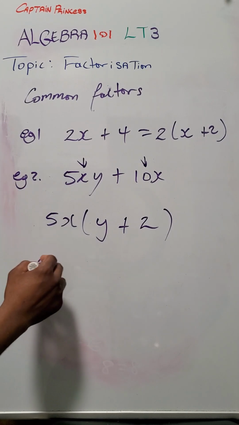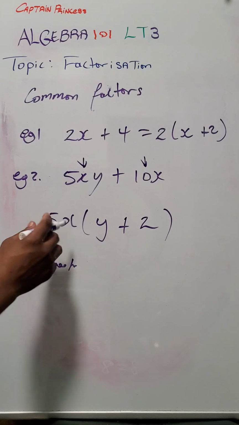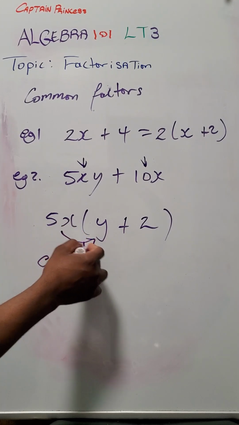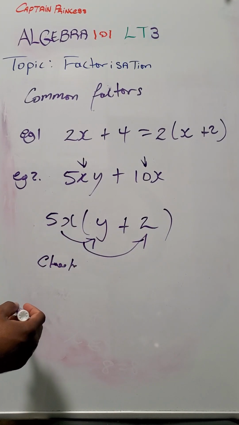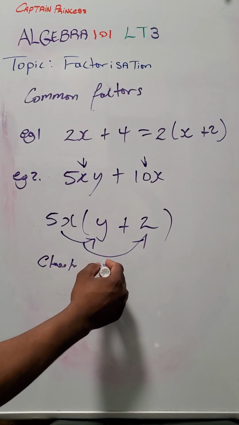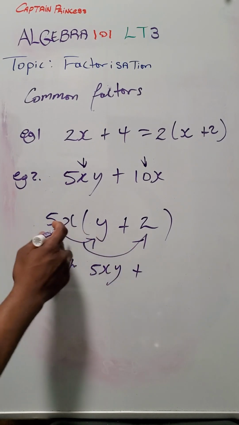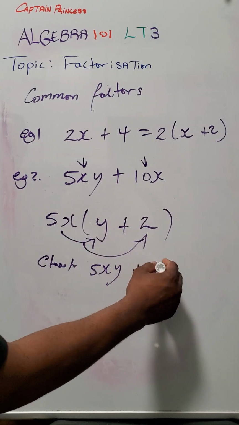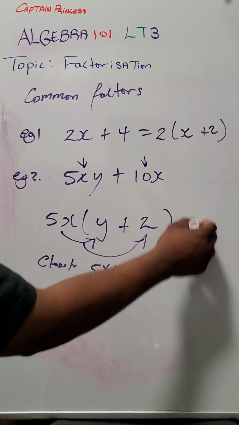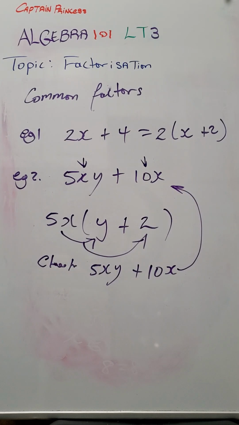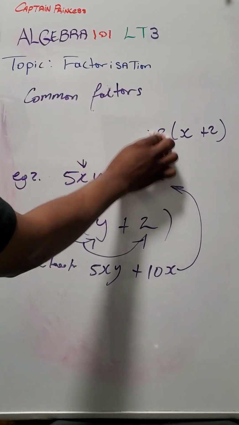So let us check. If we were to multiply 5x by both terms in the bracket, we will have 5xy plus 5 times 2 gives us 10x, and this is the same as the original expression that was given on the top. So let us work a few more examples, guys, and then we will understand more about this common factor factorization.